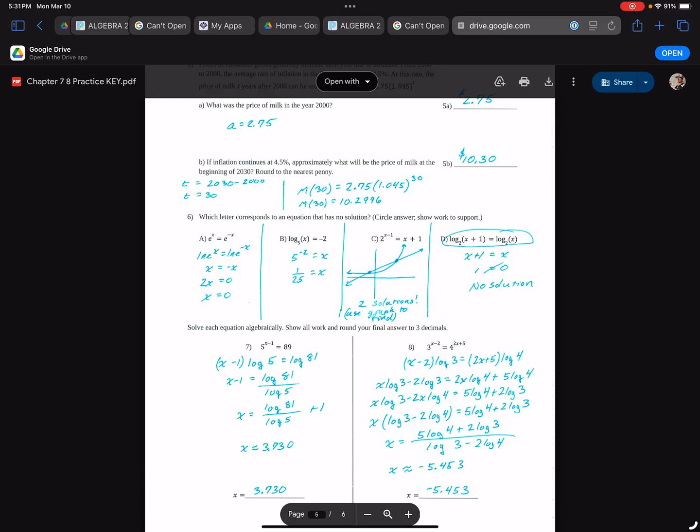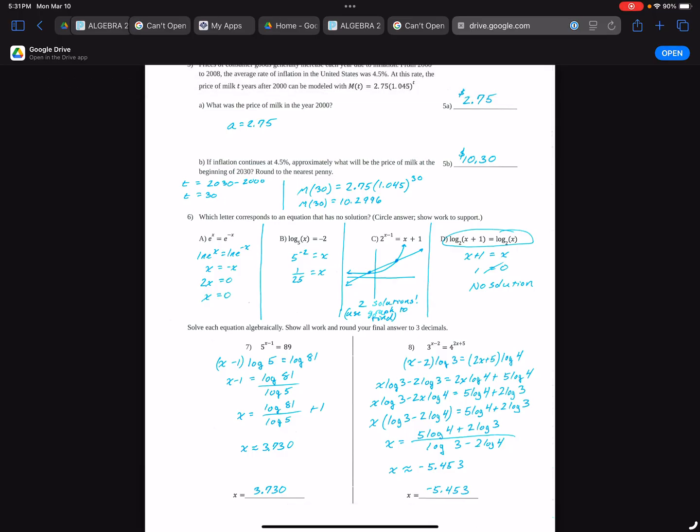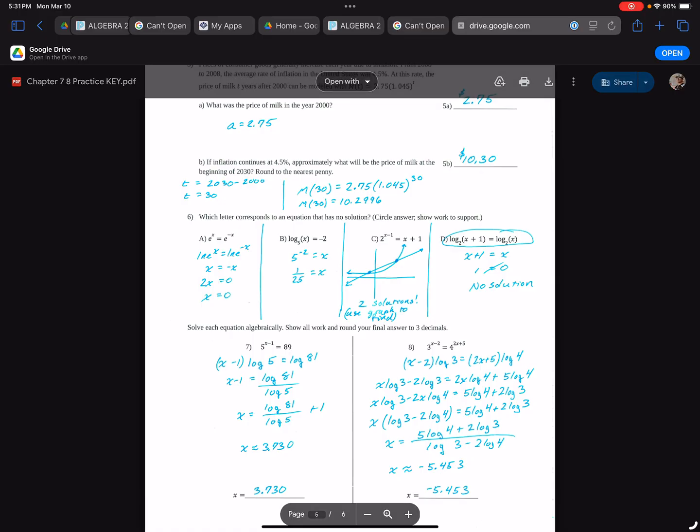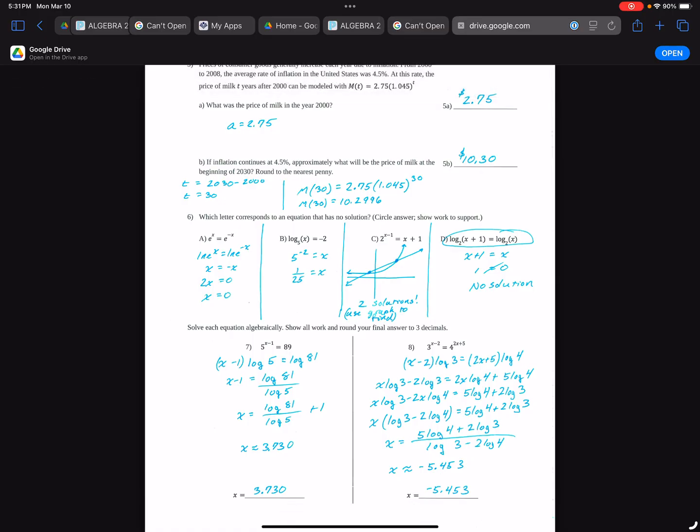So right here, I just want to look at these ones. So 5 to the negative 2 equals x. No solution, because these log base 2's drop off. And then it's x plus 1 equals x. If you subtract x from both sides, then it just says 0 equals 1. 0 does not equal 1. That's why it's no solution.